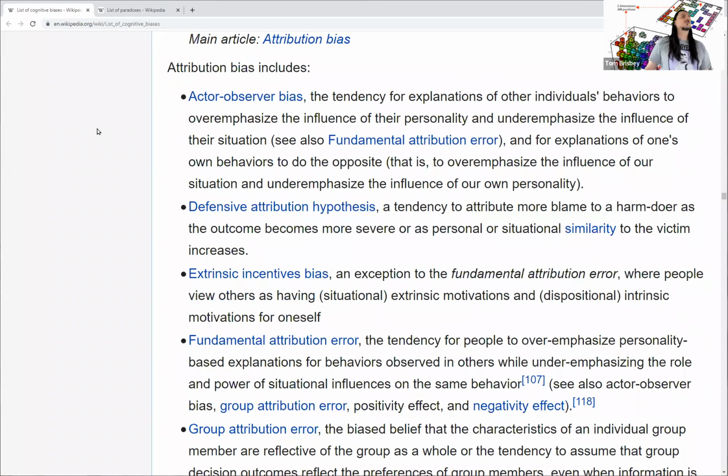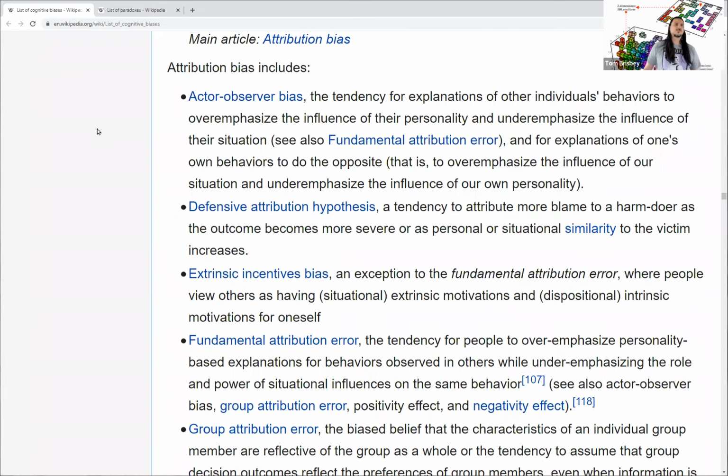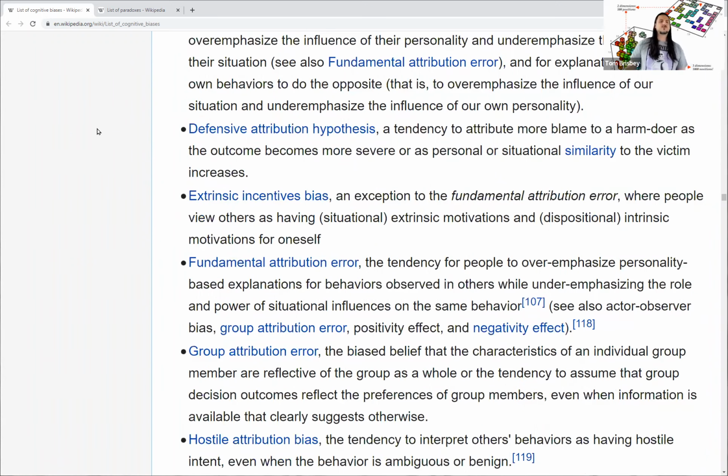The actor observer bias, the tendency for explanations of other individuals' behaviors to overemphasize the influence of their personality and underemphasize the influence of the situation. Yeah, here's why I was the hero of that story. That's the actor observer bias. Here's why I was the person who made the difference. And everyone else was a bit player in my story, except for this villain who caused all the problems that we're going to be mad about.